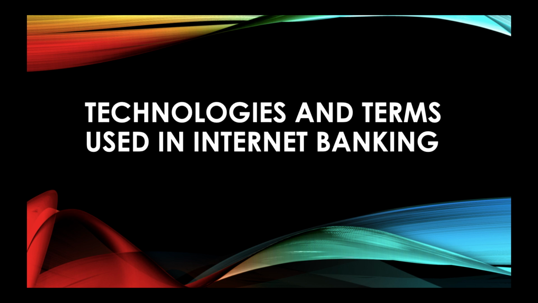Therefore, in this video, we will explore the different technologies used in internet banking, such as encryption, two-factor authentication, and biometric authentication. We will also discuss the terms commonly used in internet banking, such as ACH, EFT, and wire transfers. By the end of this video, you will have a better understanding of the technologies and terms used in internet banking, which will help you to navigate the online banking landscape with more confidence and security. So, without further ado, let's dive in.